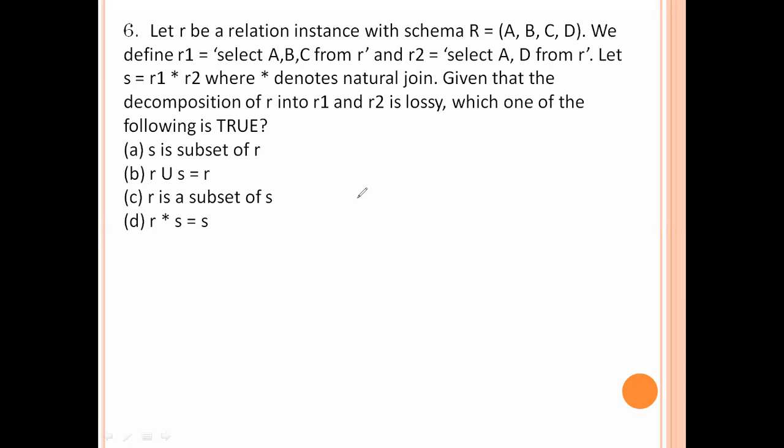Given that the decomposition of R into R1 and R2 is lossy, which one of the following is true? Now here you see, is S a subset of R? No. R union S equal to R, this was also wrong. R is a subset of S. So here you see that S depends on R1 and R2, both selected from R. So that means S is a subset of R, and R is a subset of S. So option number C is the right answer.